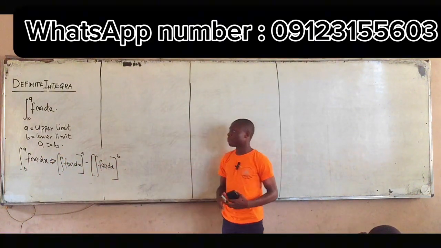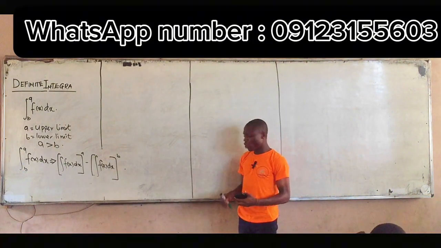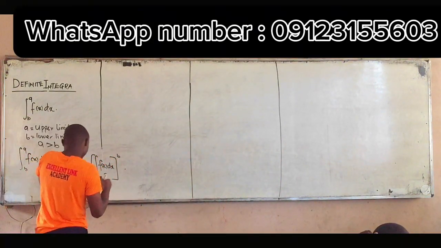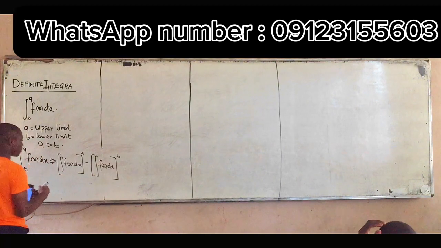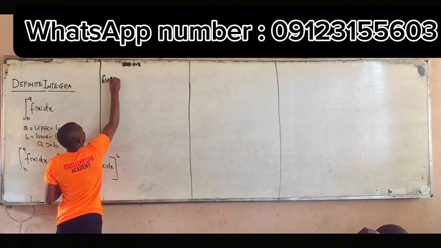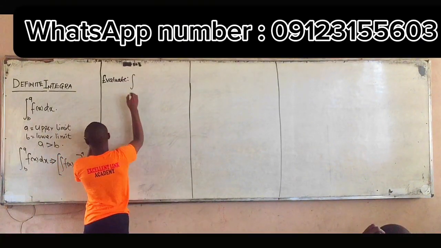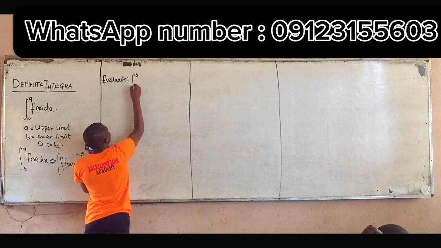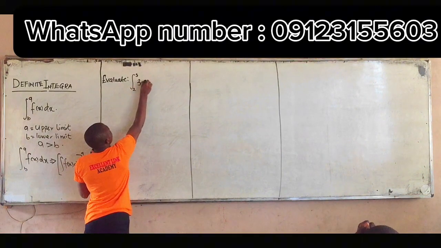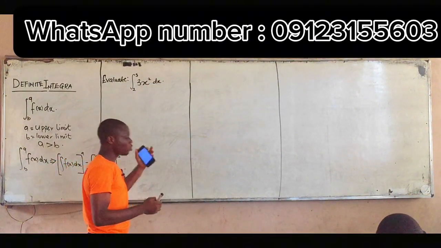So let's take a sample problem, or an example, to further explain this concept. Let's say I have an example: evaluate the integral of 3x squared dx with 5 and 2 as upper limit and lower limit. So I'm told to solve this.